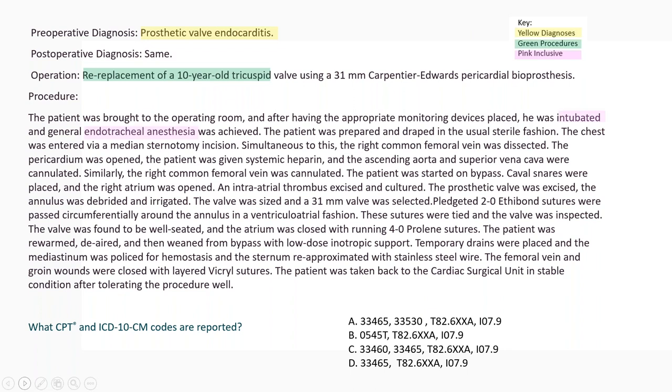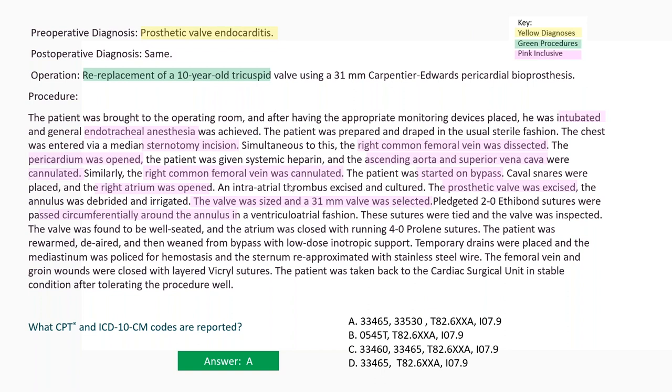The patient was intubated and endotracheal anesthesia was given and incision was made in a sternotomy. The right common femoral vein was dissected. The pericardium was opened. Ascending aorta and superior vena cava were cannulated. The right common femoral vein was cannulated. And patient was started on a bypass. The prosthetic valve was excised and the valve sized, and a 31mm valve was selected and passed circumferentially around the annulus. So the correct answer to this scenario is going to be option A.